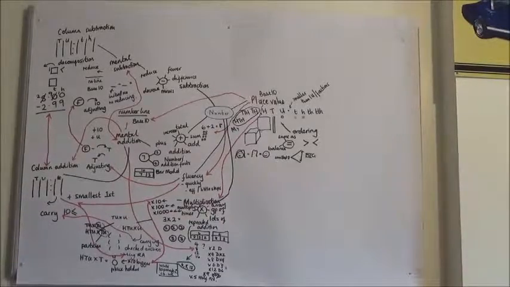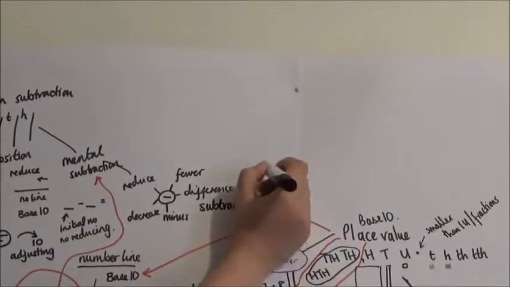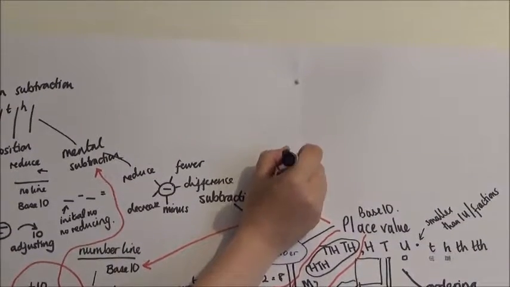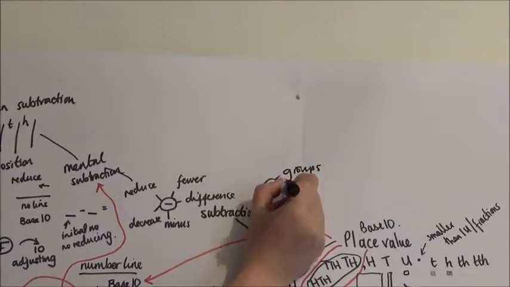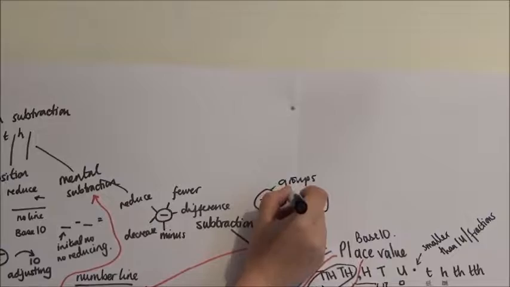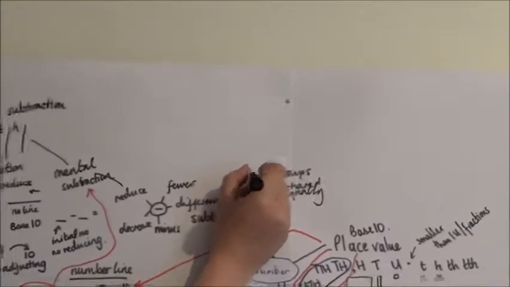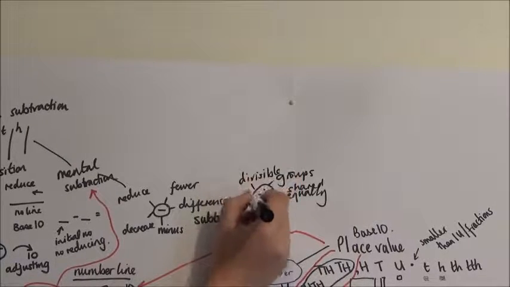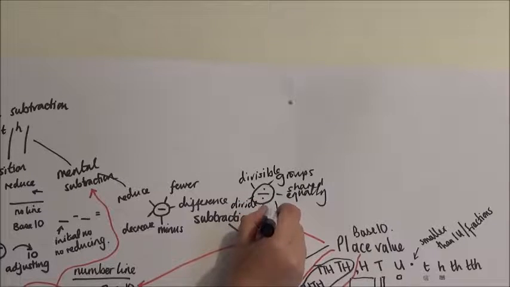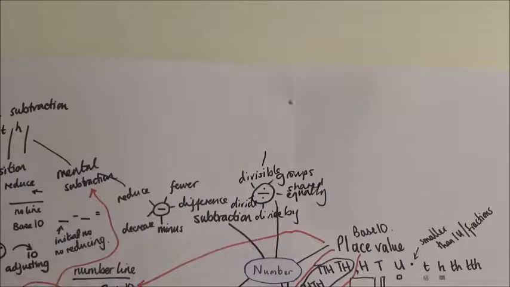Let's add our new learning to our number mind map. We're going to put a new branch from here up to here because we're looking at division. And we said we've got groups, shared equally, we had divisible, divide, divide by, and we used our picture representation to see what it meant.